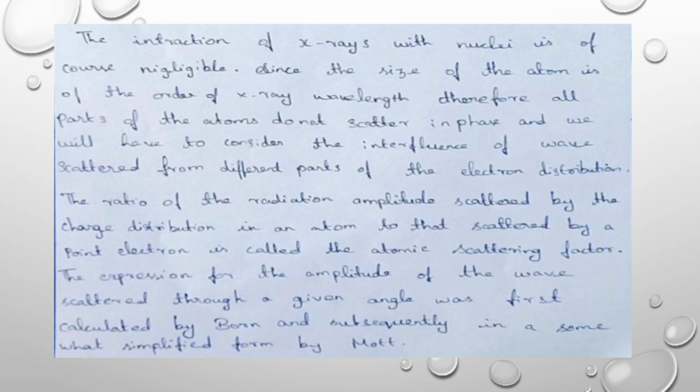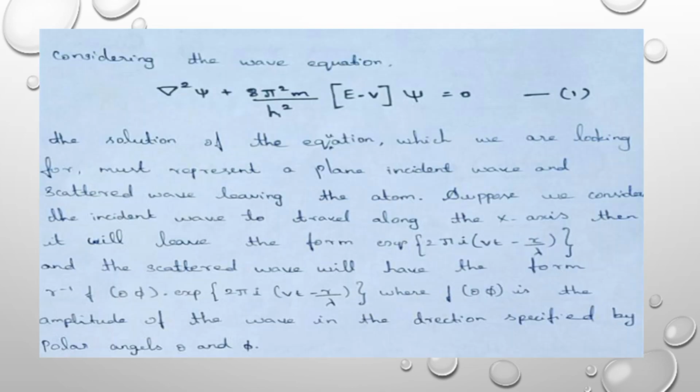The expression for the amplitude of the wave scattered through a given angle was first calculated by Born and subsequently in the same way simplified by Mott. Considering the wave equation, del square psi plus 8 pi square m by h square into E minus V psi is equal to 0.